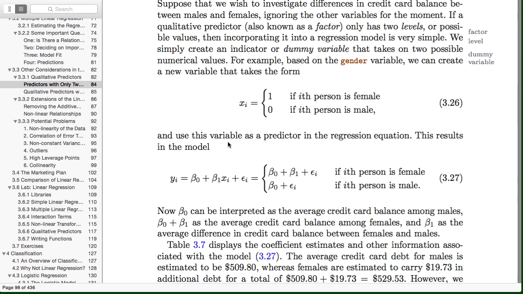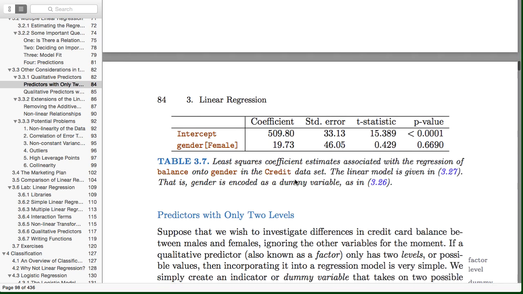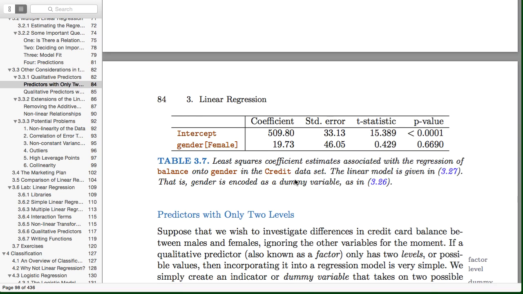What's going to end up happening is we're going to wind up with a model that looks like this. If this value is 1, then we will have this beta 1 term. If this is 0, then this beta 1 term will drop out. And so this will be the model if the person is male, and this will be the model if the person is female. So in other words, beta naught is going to tell us about males, and beta 1 is going to tell us about females. So let's take a look at how that plays out.